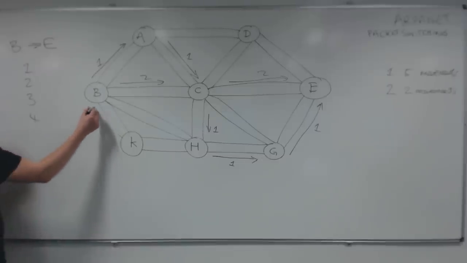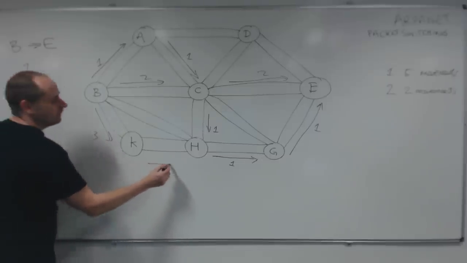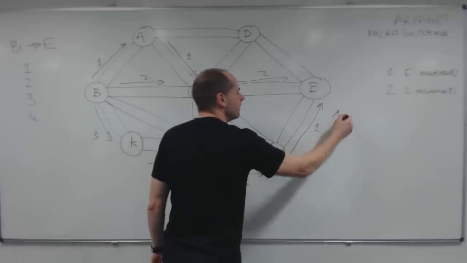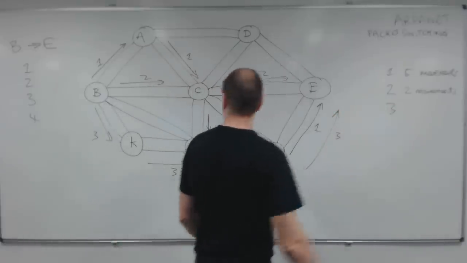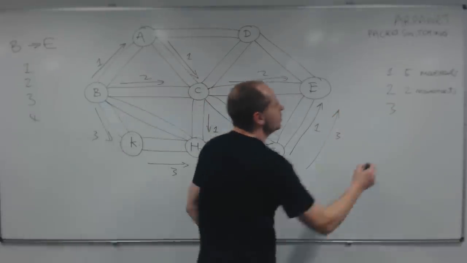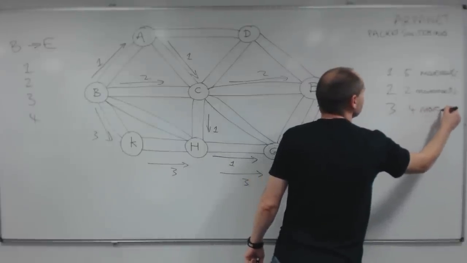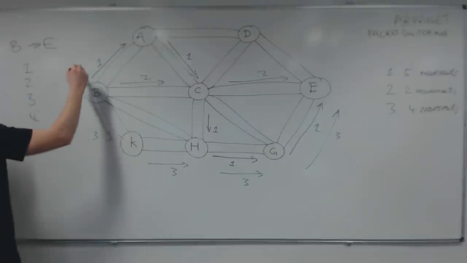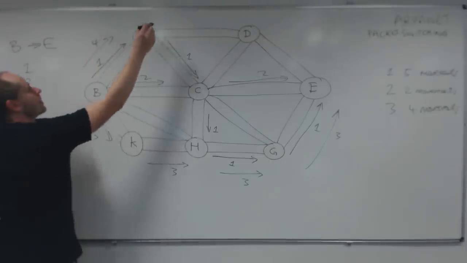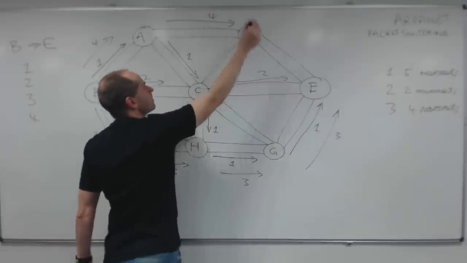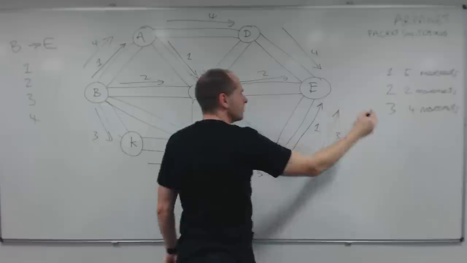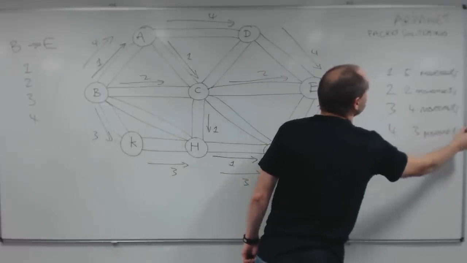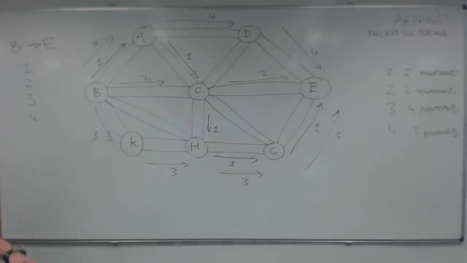Right, so packet 3 might go this way. So 3 had 4 movements. And packet 4, that might just go this way. So packet 4, 3 movements. Now, they are going to arrive in the wrong order.